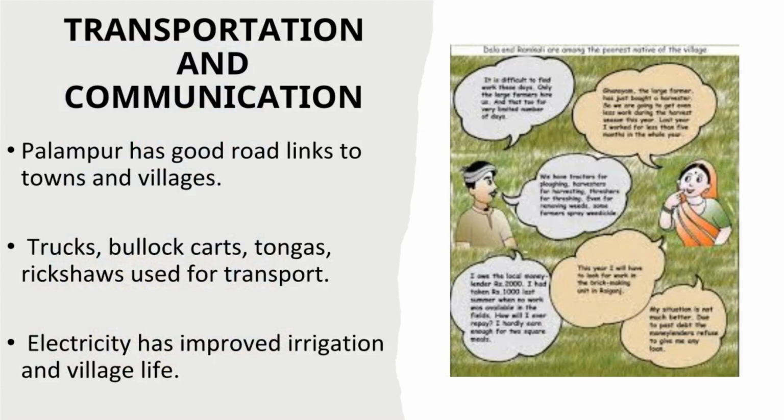Transportation and communication. Palampur has good road links to towns and villages. Trucks, bullock carts, tongas, rickshaws used for transport. Electricity has improved irrigation and village life.